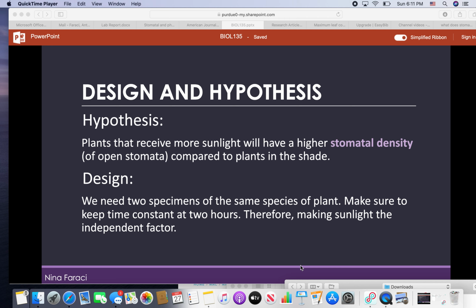We would make sunlight the independent variable and stomata the dependent variable. Therefore, sunlight would be the x variable and stomata would be the y variable. Sunlight will be the factor that changes, and it will affect the amount of stomata that is open or closed after 2 hours.